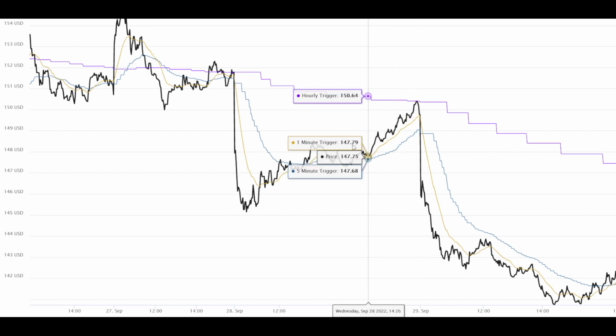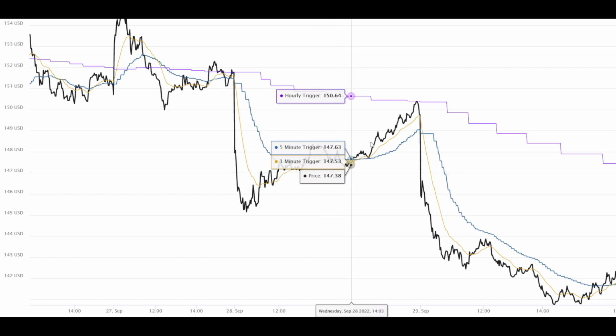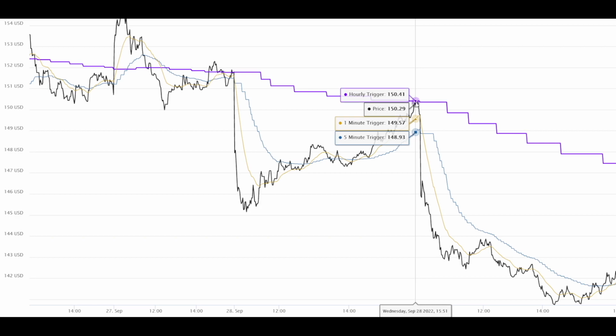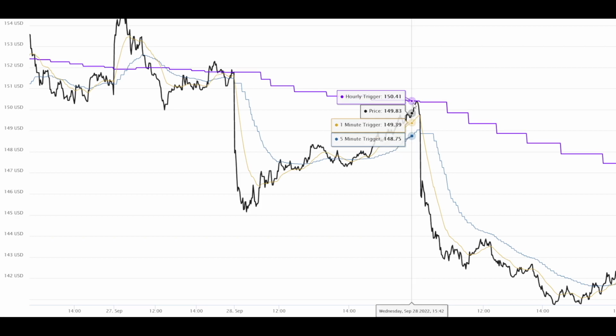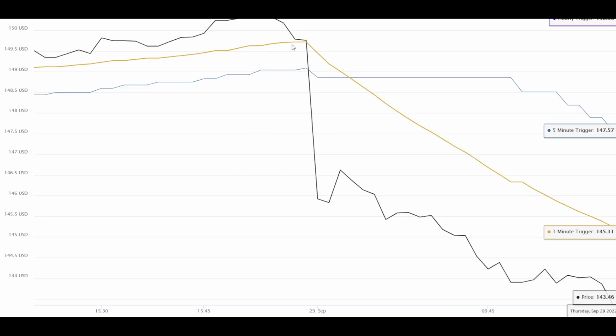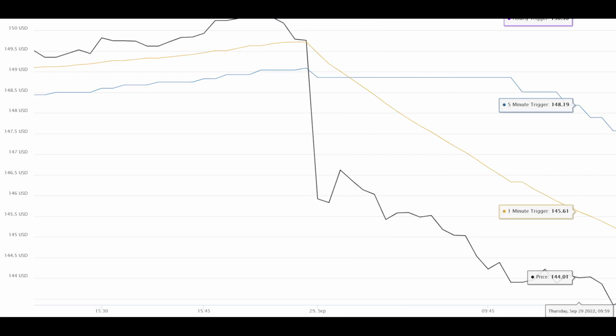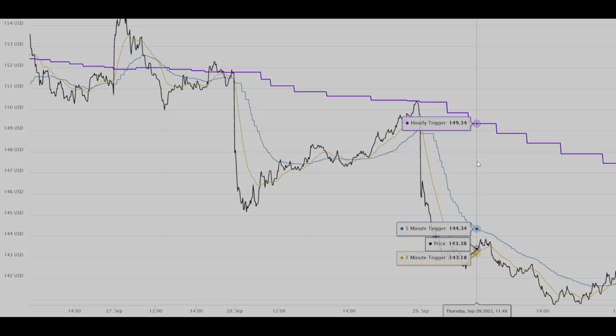But that's when the bot turns flat, because it doesn't want to be short anymore, because there's a great chance of running to the hourly trigger. But it doesn't want to be long either, because it's below the hourly trigger. When the gold line right here, so look at this cross, the gold line crosses below the blue line, when you're below the hourly trigger and the 1-minute trigger crosses below the 5-minute trigger, that's full bearish, and that's when the Nimoy bot goes short.